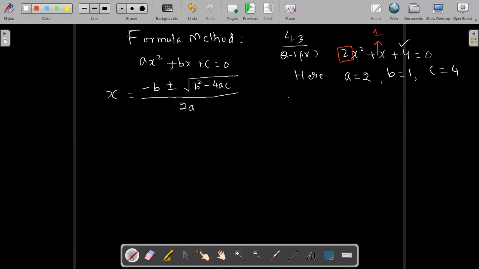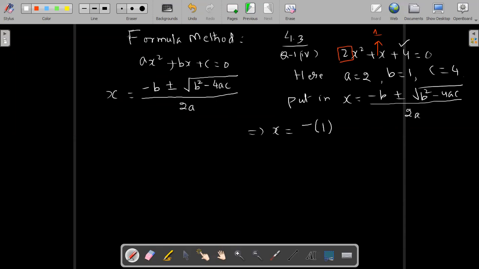Okay. Now put in the formula, put in x is equal to minus b plus minus under root b square minus 4ac upon 2a. So always do like this. You have to write the formula. Okay. So we get x is equal to minus. This minus is there in the formula. Always write minus.